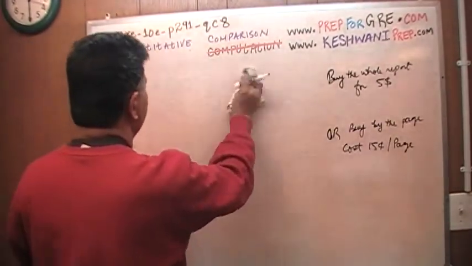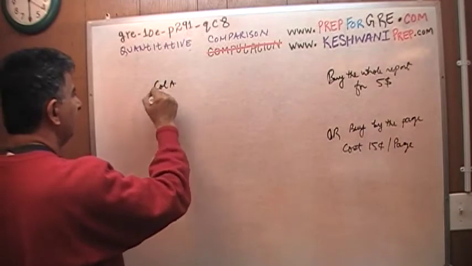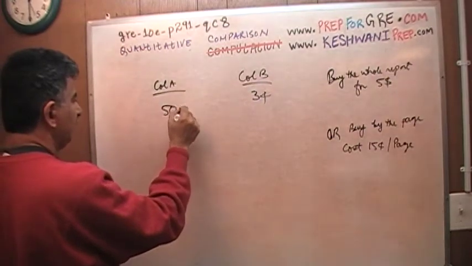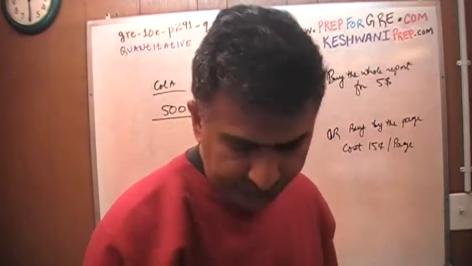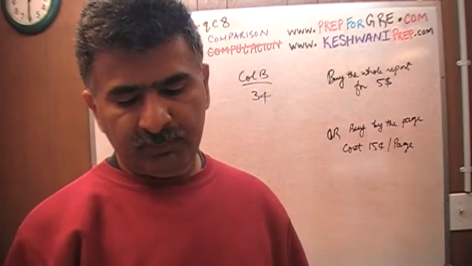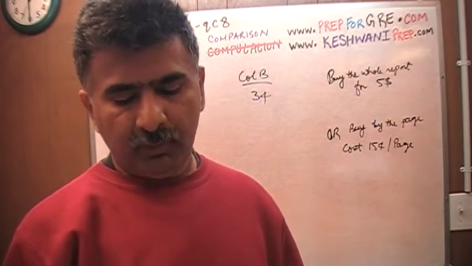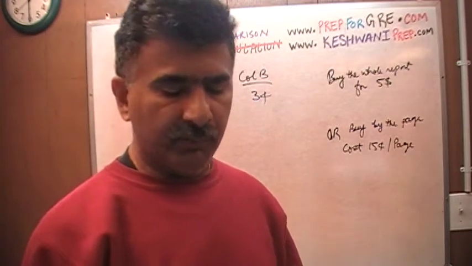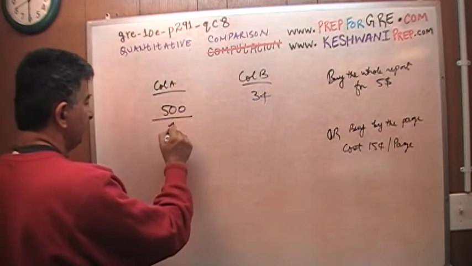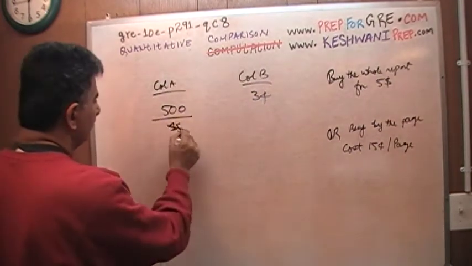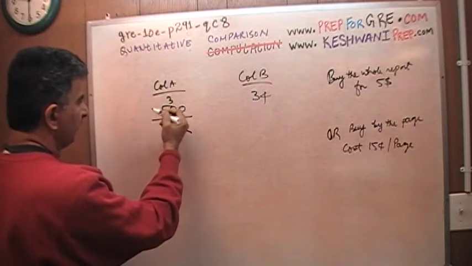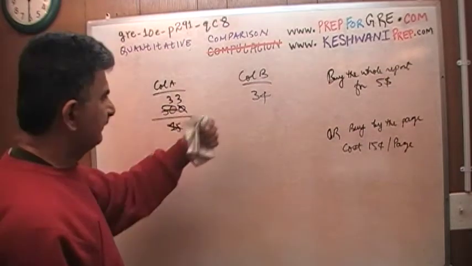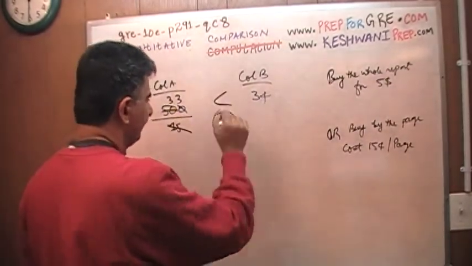Let me do it again. I did it a very messy way here. Here's your column A. Here's your column B. They give you 34. And here they're asking about buying it one page at a time. Greatest possible value of x if the cost of reproducing the x pages is to be less than the cost of purchasing the report. So, 15 goes into 50 3 times, and then 5 comes here, and then 15 goes into 50 3 again, 33. So 33 is less than 34. Of course the answer is B.